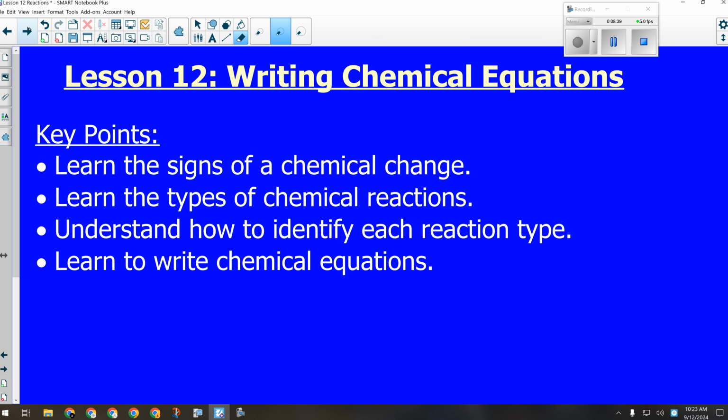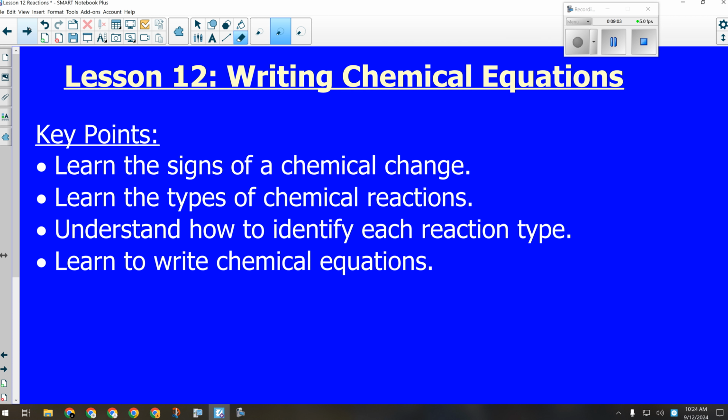So smell, bubbles, color, temperature, what else? Something we talked about yesterday that could form in a reaction if something wasn't soluble. Starts with a P. The precipitate, yeah, you could get a precipitate form. So we've got temperature changes and all those kinds of things. Those are the signs of a chemical reaction.